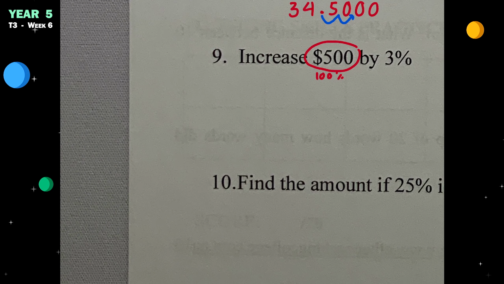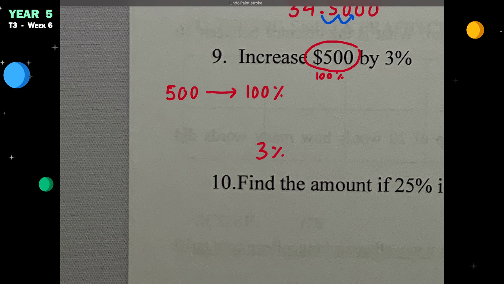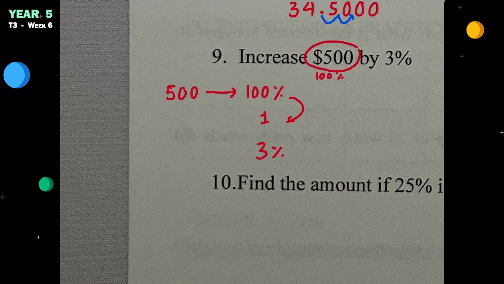We have to make the relationship that 500 is your 100%. Now we want to get to 3%, right? But obviously we can't go from 100 to 3 straight away. We can go from 100 down to maybe 1%, and then I can go from 1 to 3 easily. So to go from 100 down to 1, we just divide it by 100, and then to go from 1 to 3, I just times it by 3.